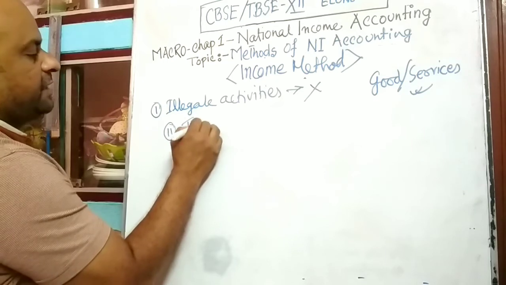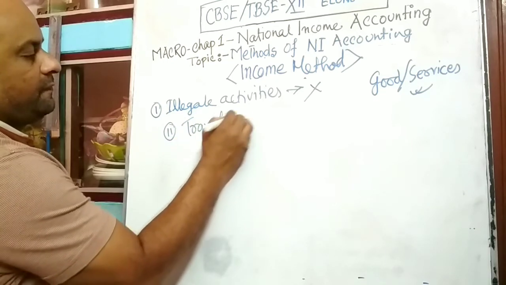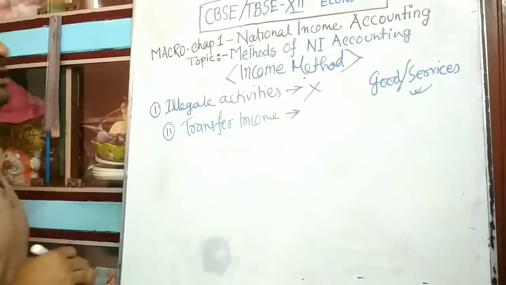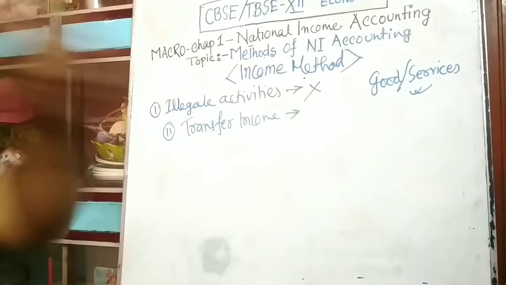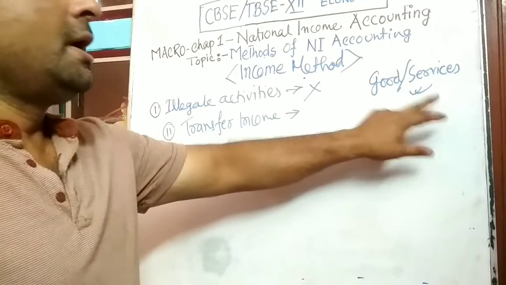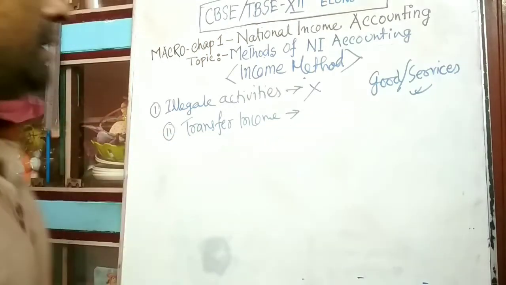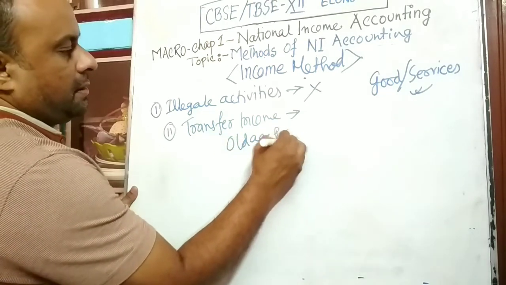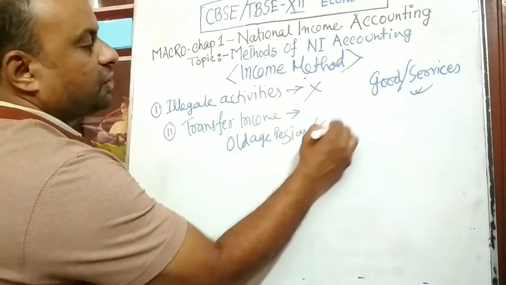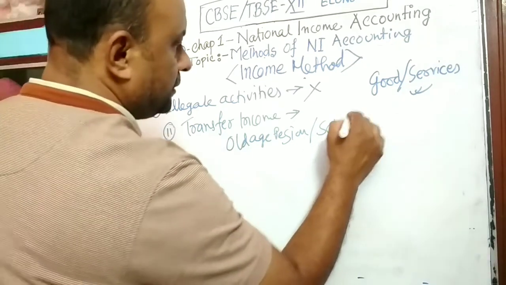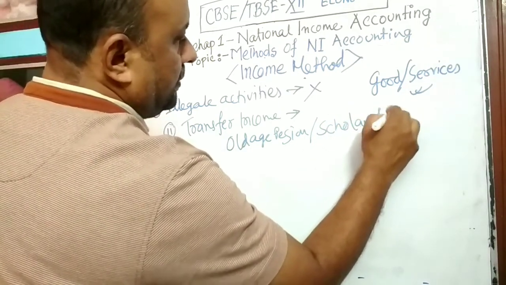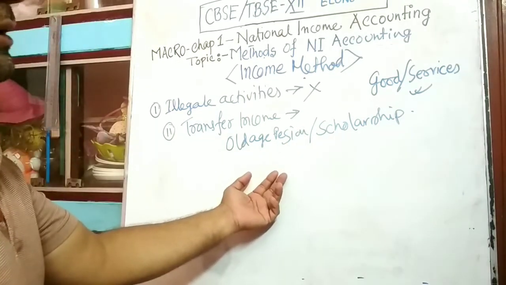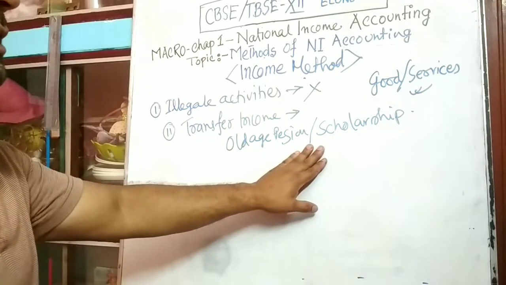transfer payment, transfer income. Transfer income means those income which are obtained without providing any goods and services. Last time we had learned government provides transfer payment. Suppose old age pension, scholarship. These are transfer payment because nothing is provided in return. So these are not included in income method.